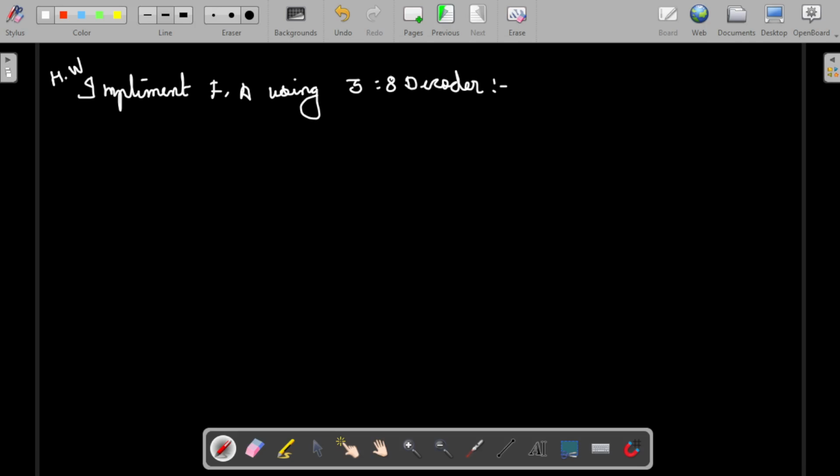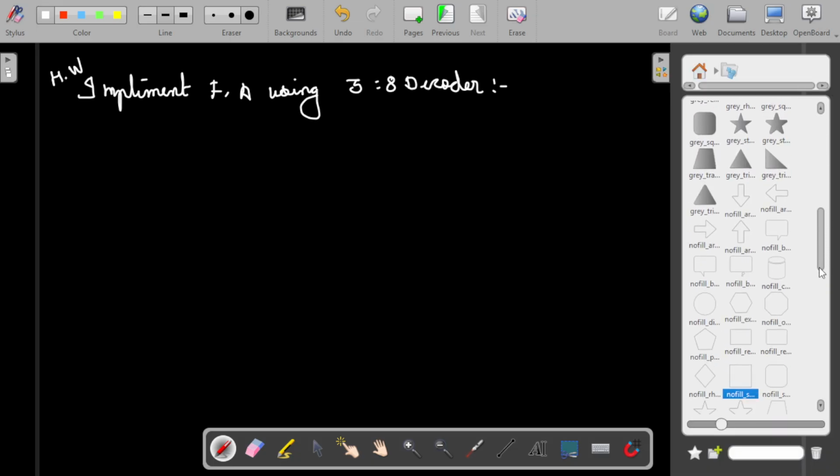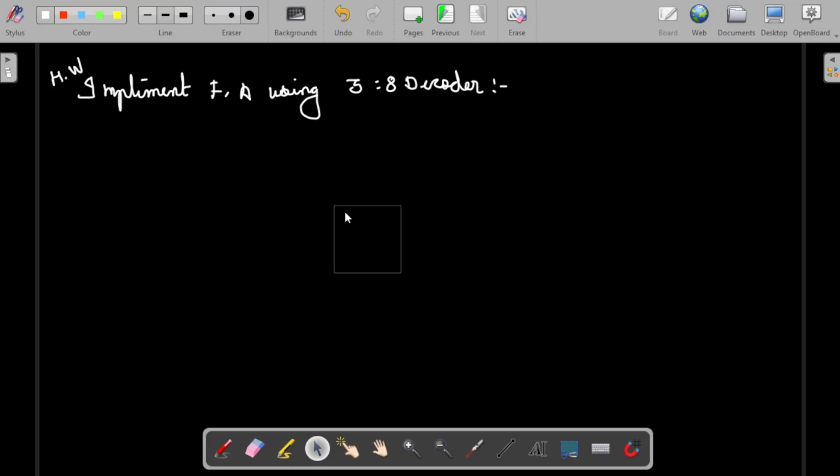So here we are going to implement a full adder using a 3:8 decoder. I hope you guys have tried it as homework. I hope I can see some of the responses. It will be good to see. If you guys have tried, please post in the comment section so that I will know that you are on the same track. Okay.